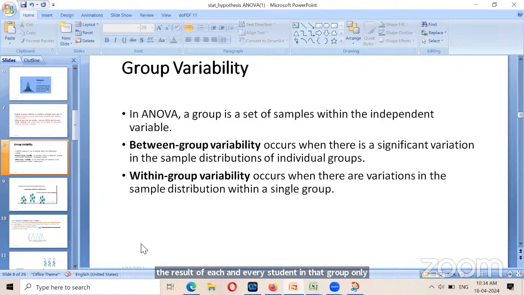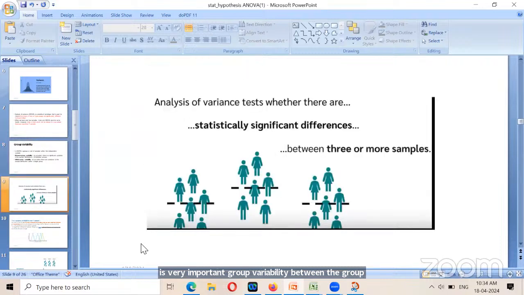So these two techniques are considered the most powerful in ANOVA while giving the concluding remark in the ANOVA test. So this is very important, group variability between the group and within the group. If you look at the picture, analysis of variance tests whether there are statistically significant differences between 3 or more samples, right?